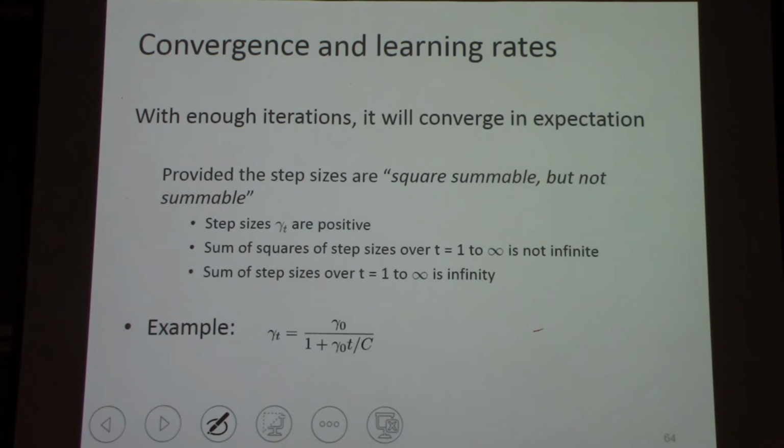I feel like I missed something. We're using multiple learning rates? Yes.